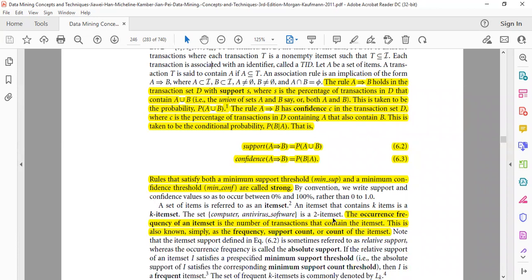Now when I try to find the minimum support threshold, another term comes up, called support count. The occurrence frequency of an item set is the number of transactions that contain the item set. Suppose there are 10 transactions and, out of those 10, milk is in 3 transactions. Then I can say that the support count of milk is 3. So support count counts the frequency of an item set in the transactions. This is also termed frequency or support count, or only the count.